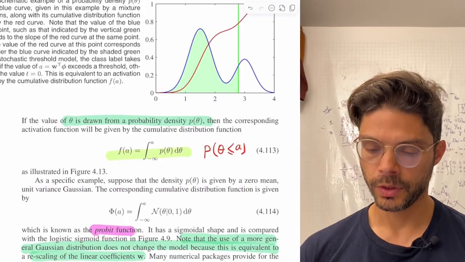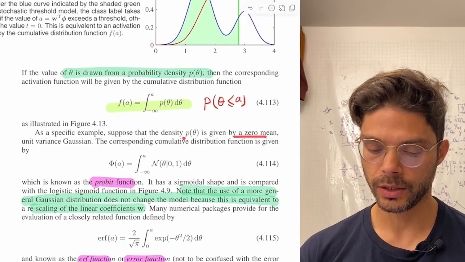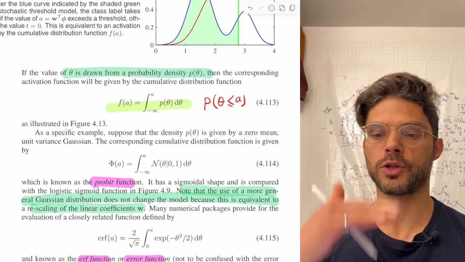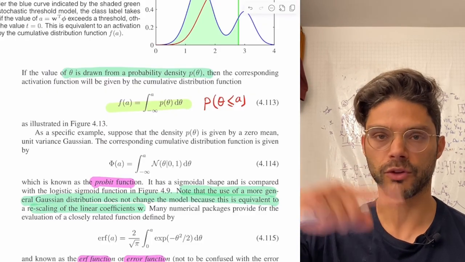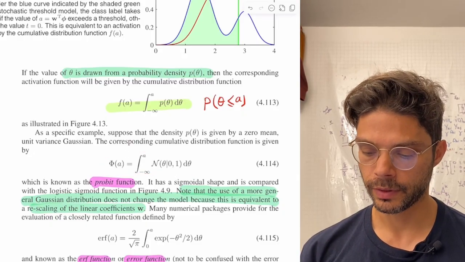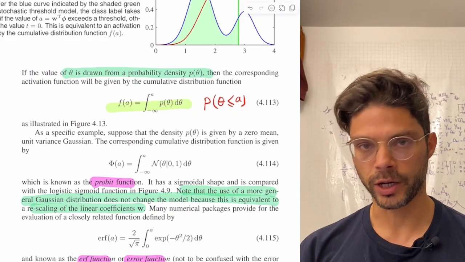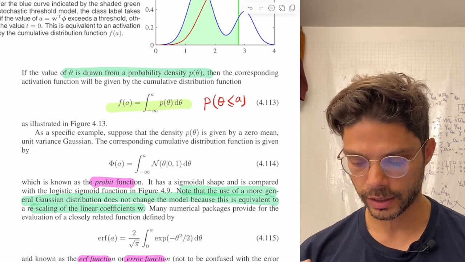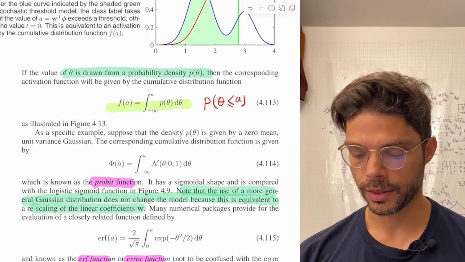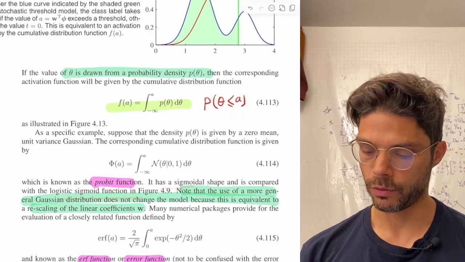Okay, so now let's use a particular example of this. Suppose the density is given by a zero mean, unit variance Gaussian. So we just plug that in for p of theta. You've got your inputs coming in, and there's this threshold that's just hovering around 0, moving around all the time. This particular version is called the Probit function. It has a sigmoidal shape, and it looks very similar to the logistic, but it actually has one crucial difference at the end, which I'm glad was pointed out, because I didn't know that, and I think it's quite useful. It's compared with the logistic sigmoid function in figure 4.9.